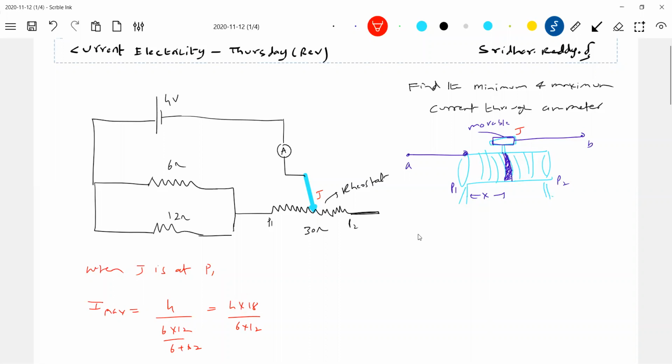You'll get I max. Then when J is at P2, I minimum will be 4 divided by, these two as usual in parallel, and the rheostat resistance of 30 will get added up. That will be the minimum current. So by varying this position, you can control the current through this branch. That's the main purpose of the rheostat.